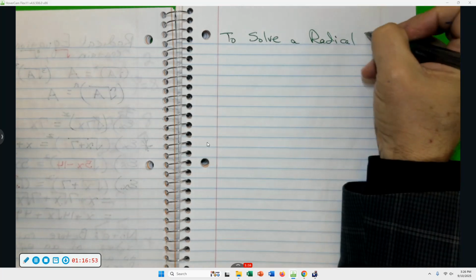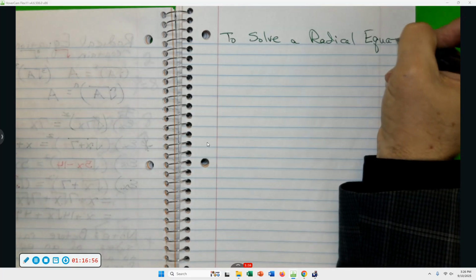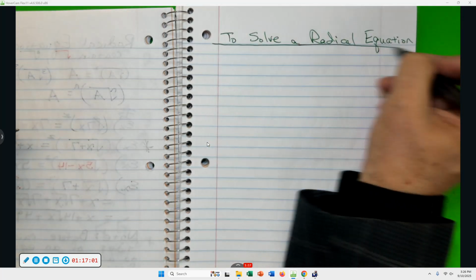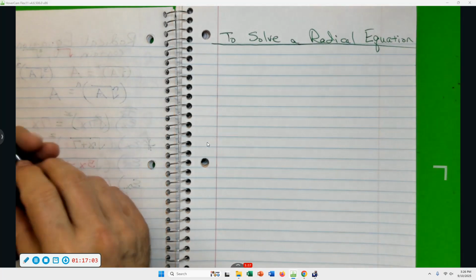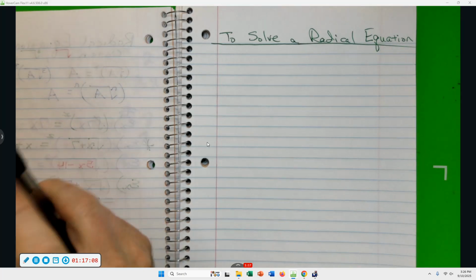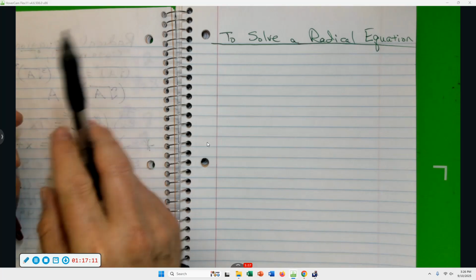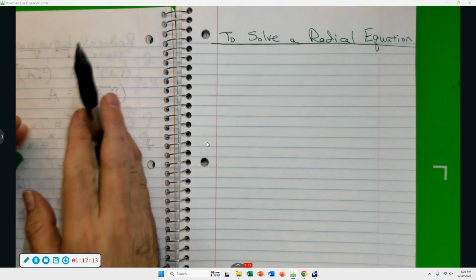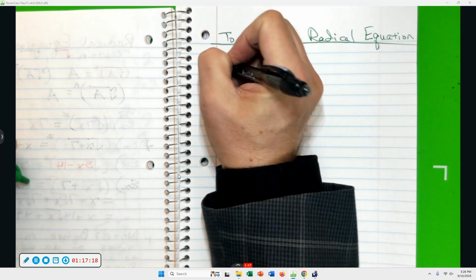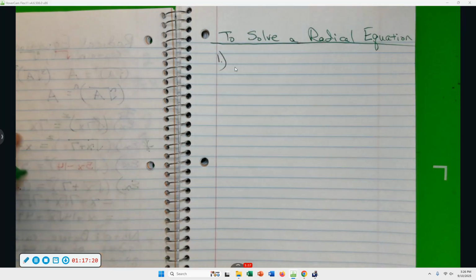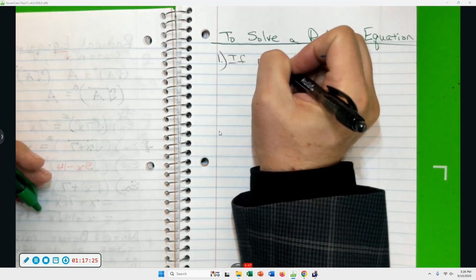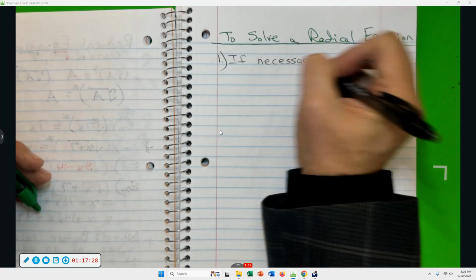To solve a radical equation, the first thing you have to do is make sure that one of the radicals is by itself. You don't have a radical plus something. You have at least one radical by itself with nothing added to it or subtracted from it. So the first thing I'll say is, if necessary, isolate a radical. Sometimes it'll already be set up the way you want it.